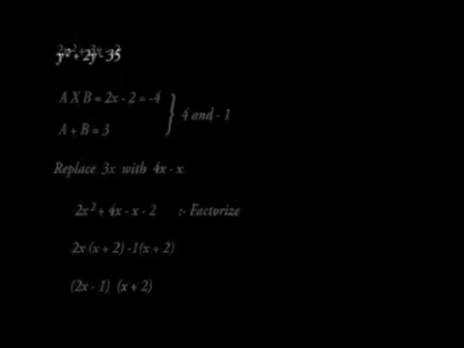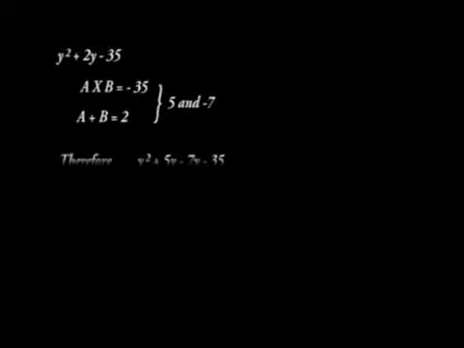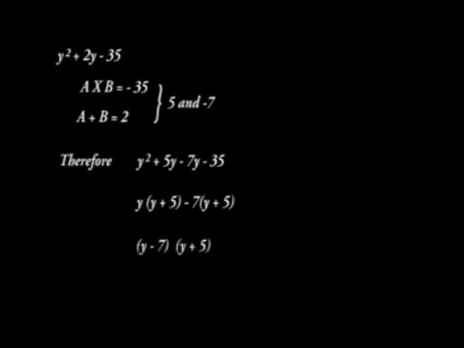Finally, y squared plus 2y minus 35. A times b should be minus 35. A plus b should be 2. The numbers are 5 and minus 7. Therefore, y squared plus 5y minus 7y minus 35. We factorize y into y plus 5 minus 7 into y plus 5, and we take one of the items in the brackets and have y minus 7 times y plus 5.